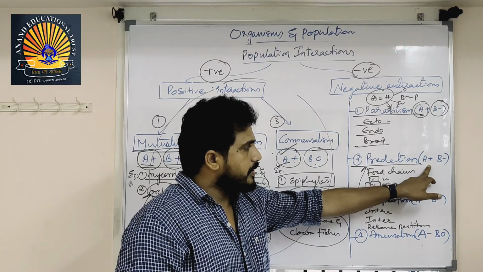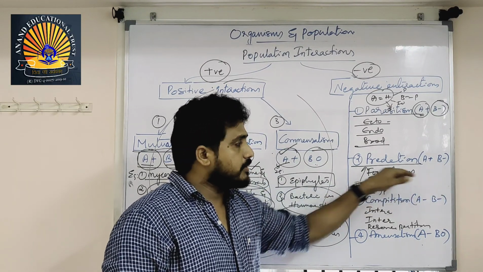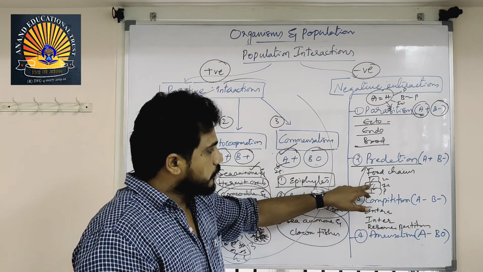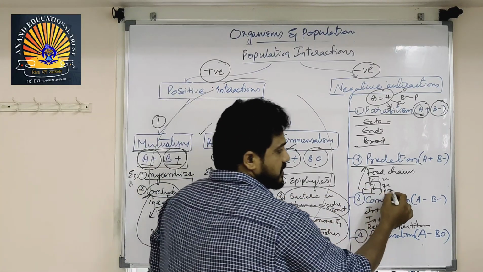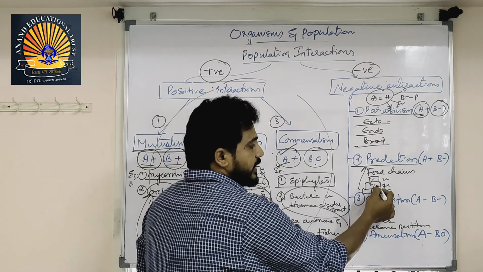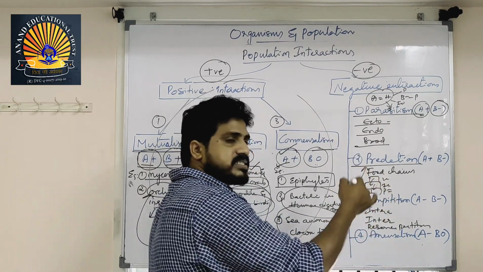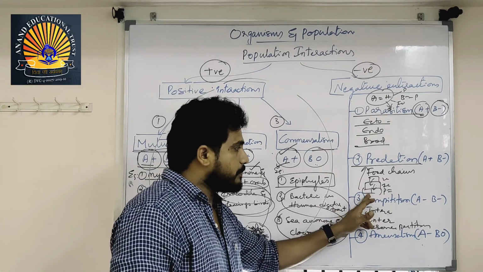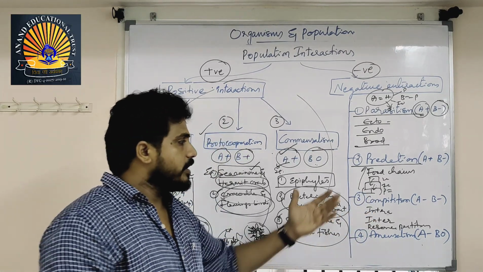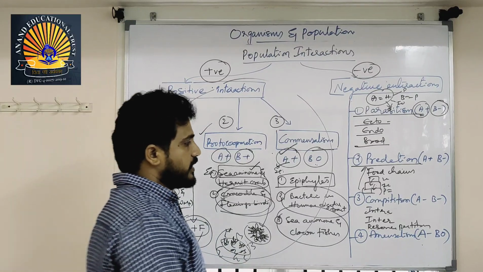So in predation, one will benefit, one will lose. For the balance, the number of organisms at the lowest level is huge. Suppose the plants are very huge in number, and the next level is herbivores, the next level is carnivores. Carnivores are less in number, and primary producers are more in number. Herbivores are in second place, like that.